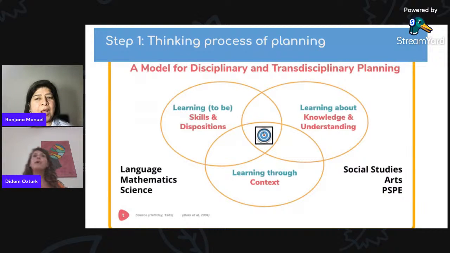Okay, this is another thinking process of planning, and this is a model for disciplinary and transdisciplinary planning. In this model, you see the skills in one circle, knowledge and understanding in another one, and the context in another one. And here we see the collaboration and the connection of these three parts of the unit. And in the middle part, we have the central idea. And then you can just list all the skills and all the topics, knowledge and understanding, and the context. And it will also give you a lot of concepts to understand what topics are related to.